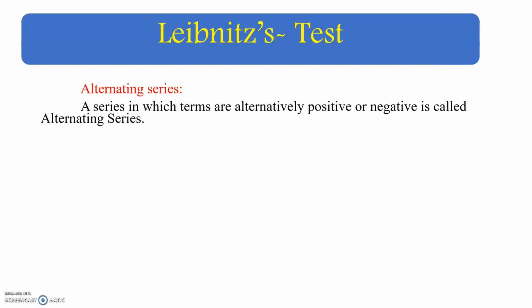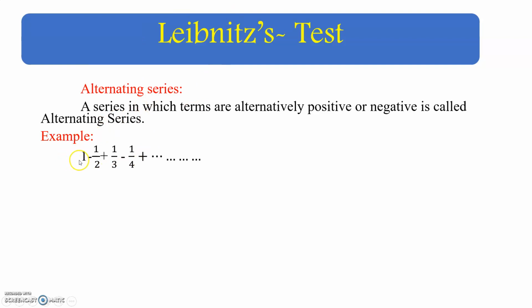So, in this test, the given series is alternatively positive and negative. That alternatively positive negative term is called the alternating series. A series in which terms are alternatively positive or negative is called alternating series. For example, 1 minus 1 by 2 plus 1 by 3 minus 1 by 4 plus etc. Look at this example.